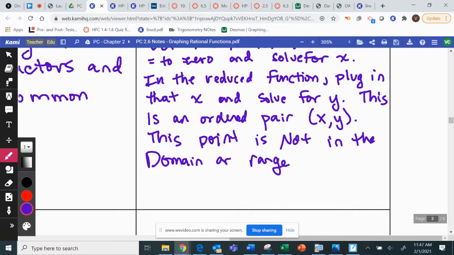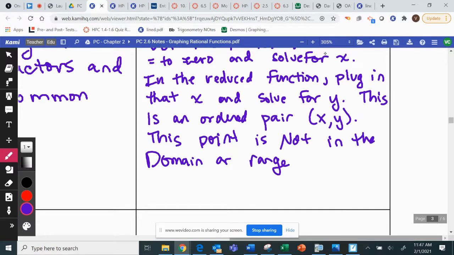So once you cancel those factors that can be canceled, you're going to set that factor equal to 0. You're going to solve that x. Once you get that x value, you're going to plug it in to solve for y. That's an ordered pair that is a hole. And then from there, when you go to find the domain and range, you have to keep in mind that the hole cannot be in the domain and range.